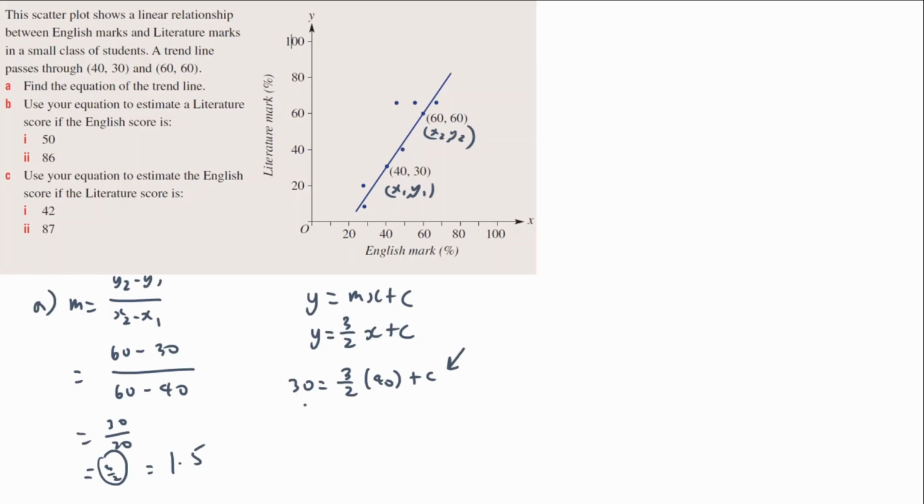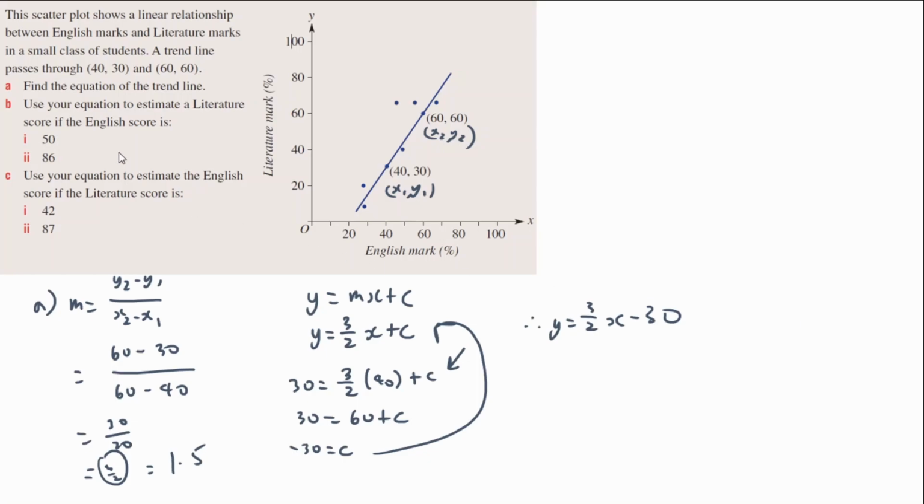So I end up with 30 equals 60 plus c. Once I've got that, I need c by itself, so I need to subtract 60 on both sides. That gives me negative 30 equals c. Once you've got that, you're going to substitute that back into here. So therefore my equation is going to be y equals 3 over 2x minus 30. So that's part A done there.